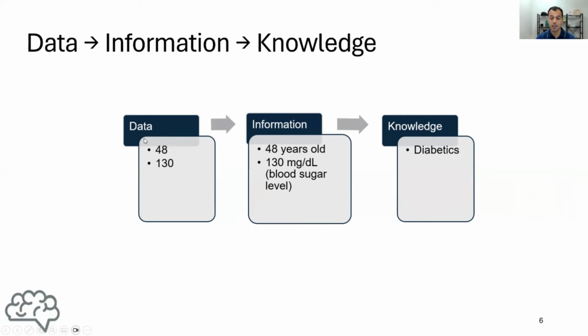So for example, in this example here, we have two units of data, 48 and 130. We know that these two are numbers, but by themselves, they have no meaning. By contrast, if I add, for example, a context to these numbers, here I'm saying that 48 years old, so this corresponds to the age of someone, and I am also adding here milligrams per deciliter, which is the blood sugar level of someone. With this information, I can conclude that this person is diabetic. And the fact that this person is diabetic transforms this information into knowledge.